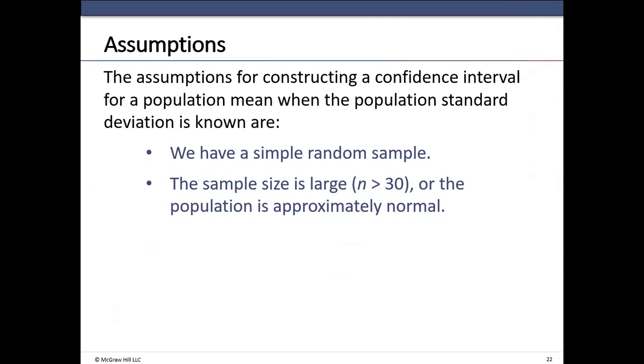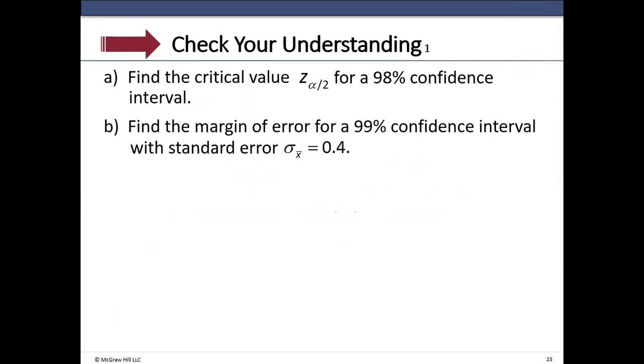Assumptions are we have a simple random sample. Either the sample size is large or the sample must have come from a population which is approximately normal. That means a bell-shaped probability distribution.